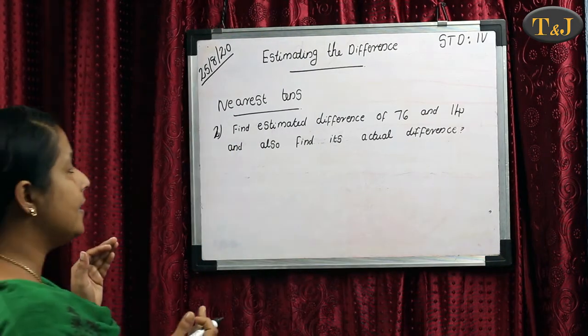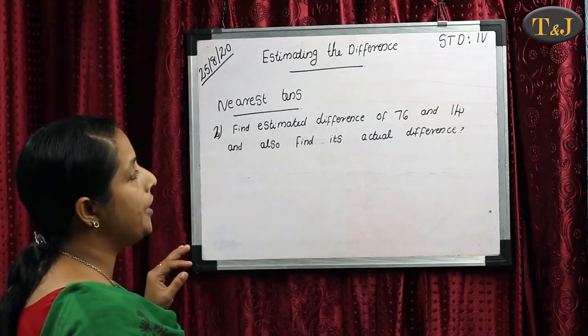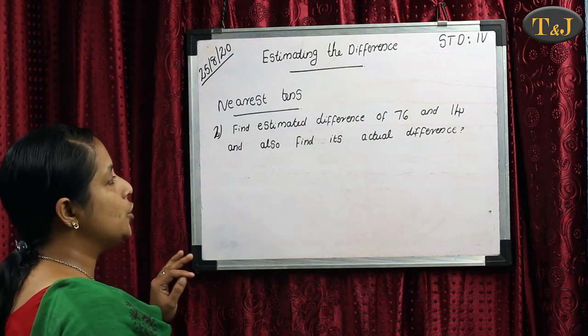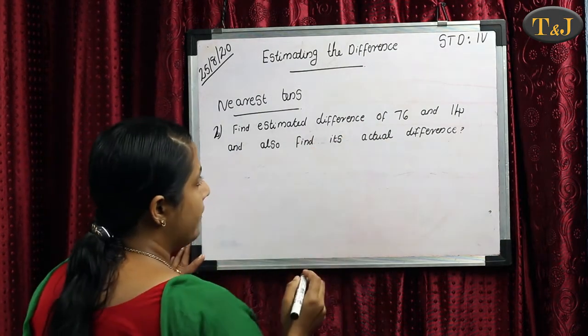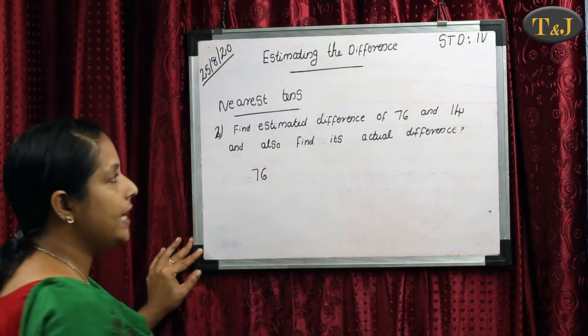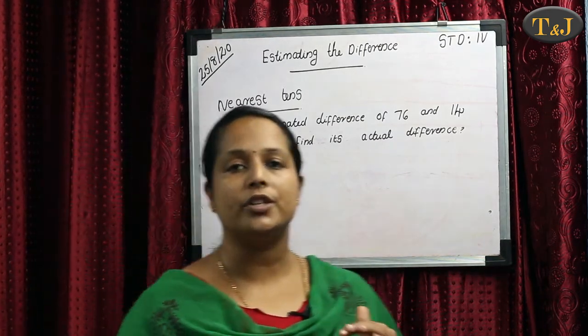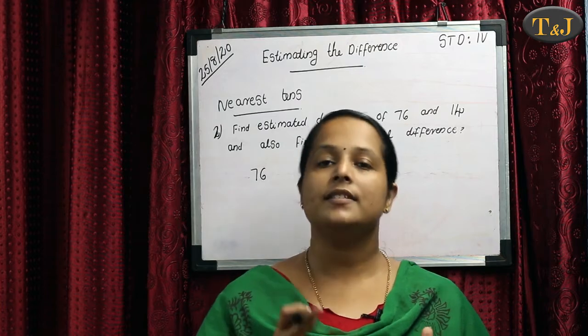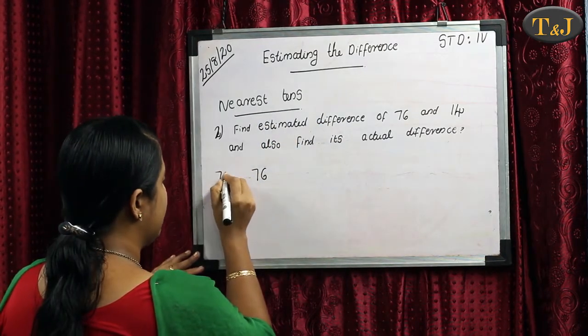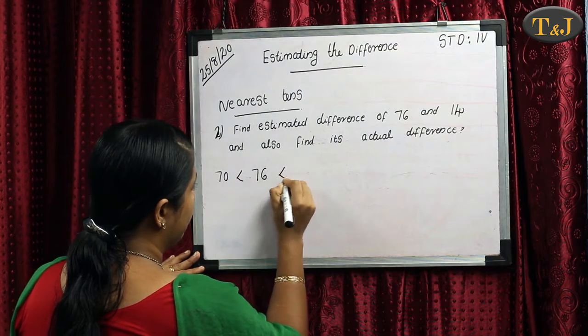Then considering another example, find the estimated difference of 76 and 14 and also find its actual difference. First we are taking the value 76. Then writing 76. Then we know that 76 is sliced between which number? Yes, 70 and 80. Therefore 76 is sliced between the number 70 and 80.